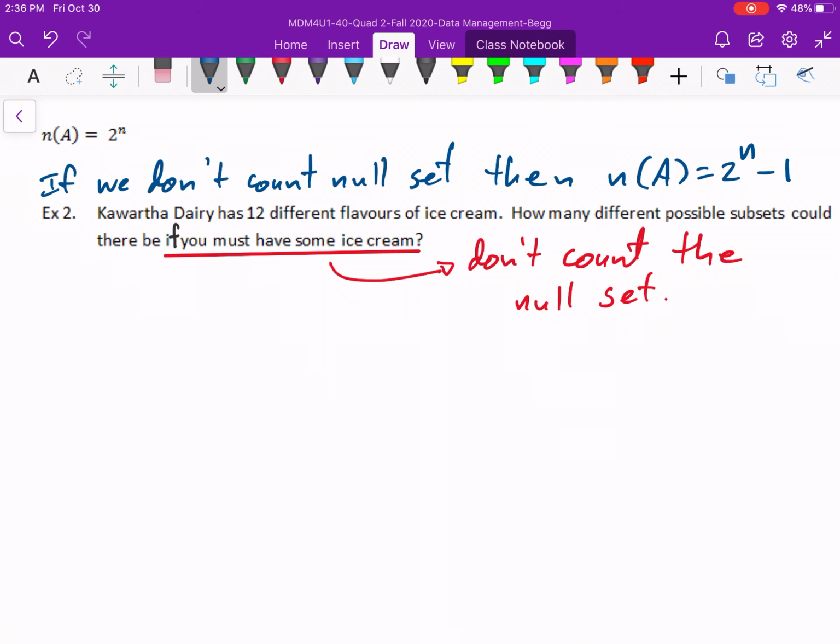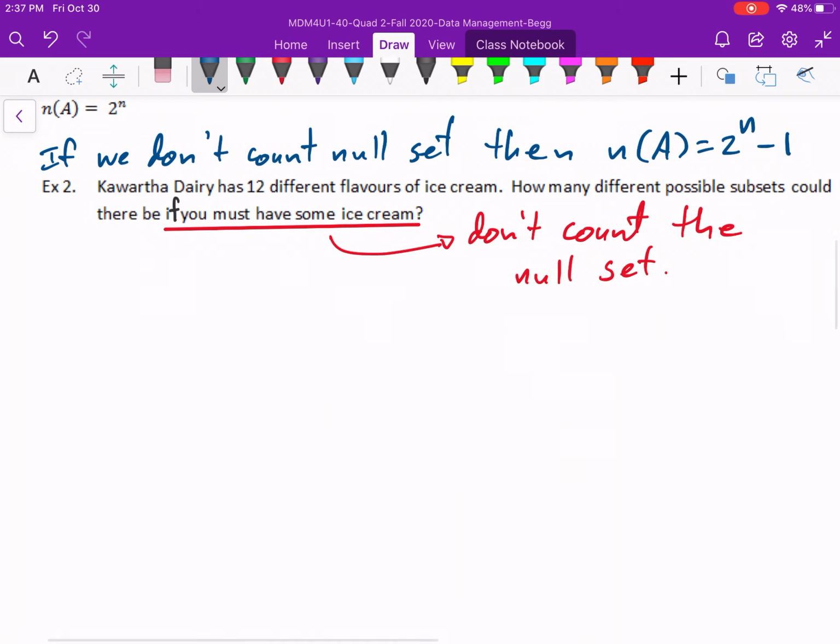So if I want some ice cream, I could take all the ice cream. I could take one of each. Or I could take 11 of the 12. Maybe I just don't like buttered pecan. Then there'd be 12 different ways I could choose 11 out of the 12. And so on, going down the line, but it'd be 2 to the 12, and then take away 1 because we're not going to count that null set.